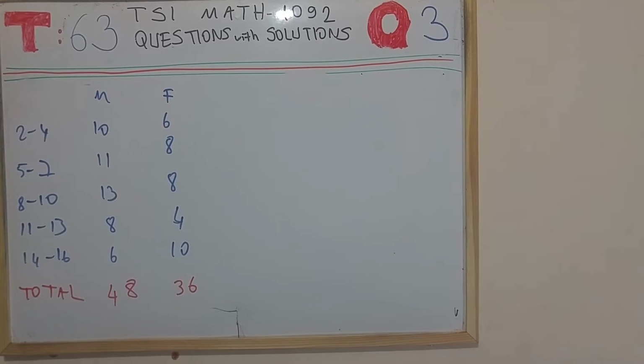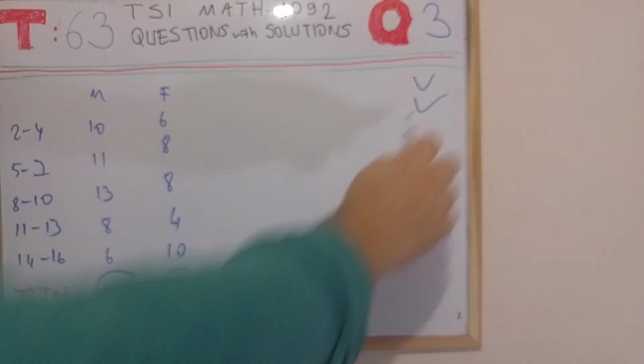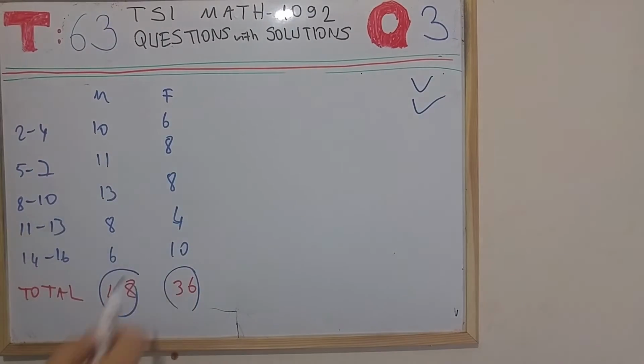Choice A says that the number of male employees who have ever come late is 48. Yes, when we sum these numbers up, we got that. And number of female employees who have ever come late is 36. Yes, that's true too. So A and B are true. When we sum these numbers, we get to 36. The ratio of late-coming females to late-coming males is 3 over 4.